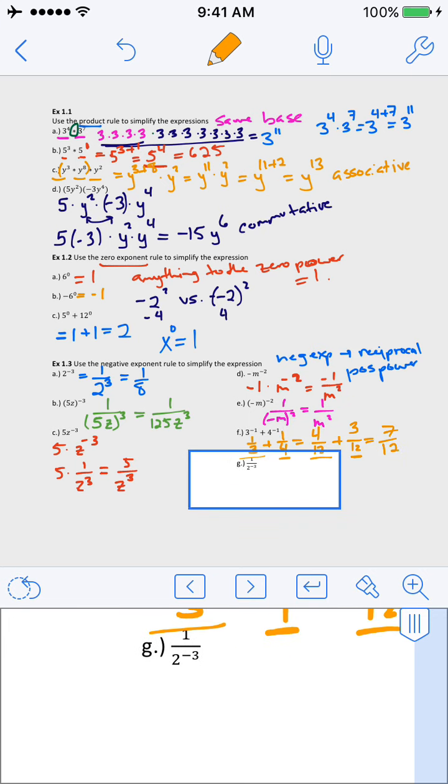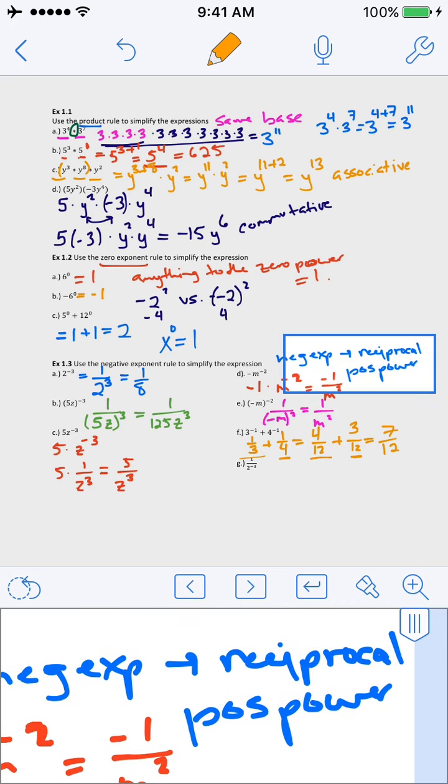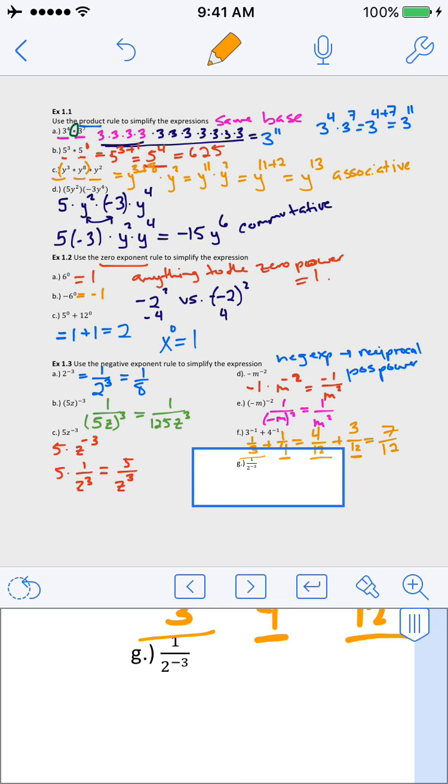Alrighty, and the very last one for the negative exponent rule. If it's already a fraction, the rule still applies. Notice here it doesn't say make it a fraction. It says use the reciprocal. The reciprocal of a fraction is just going to be the flipped fraction, right? And if it happens to become a whole number, fabulous. But remember, reciprocal means you can flip it either way.